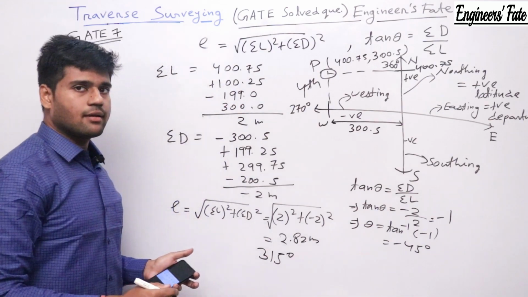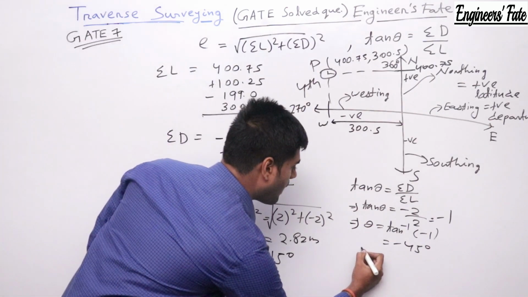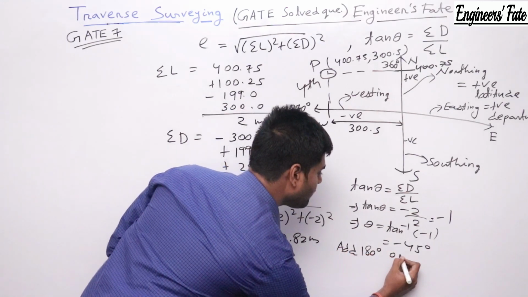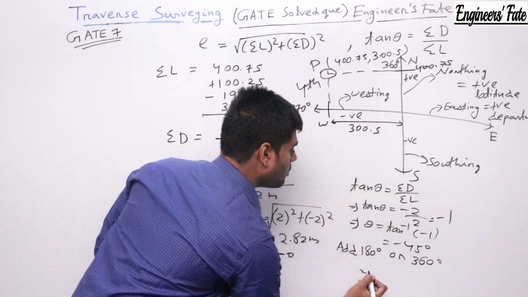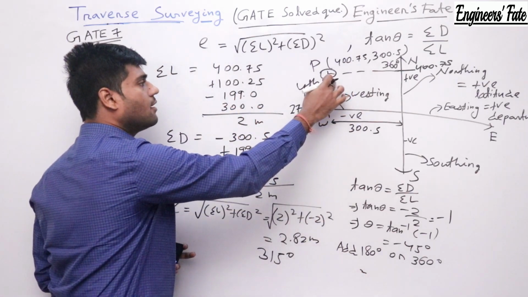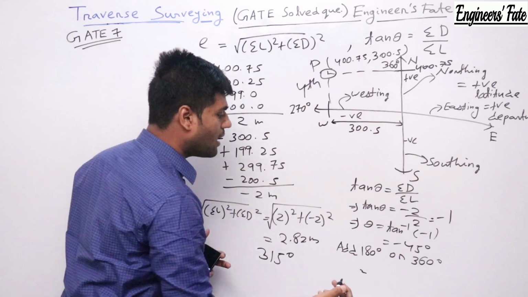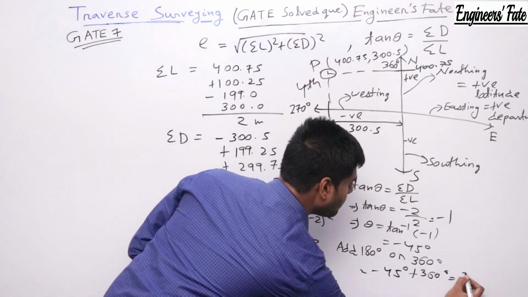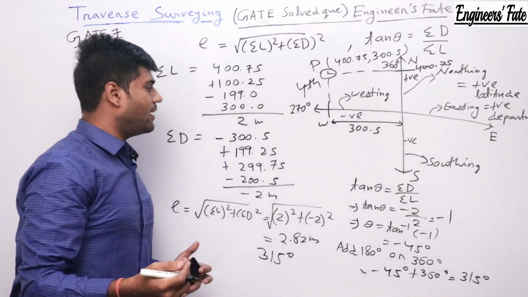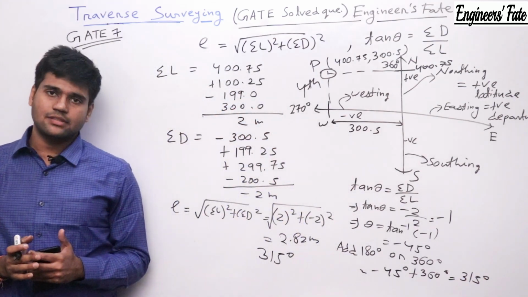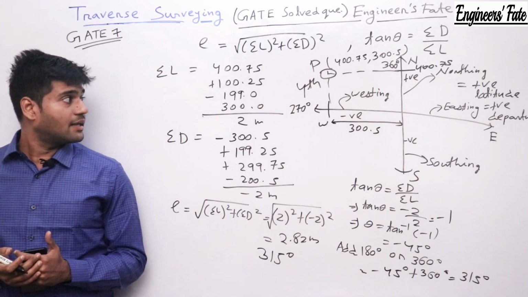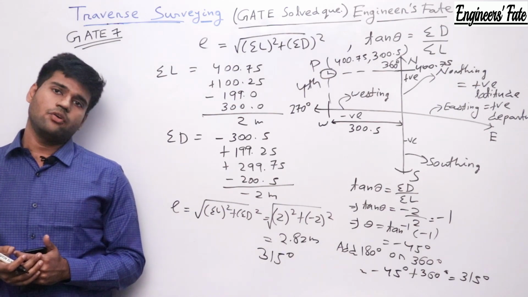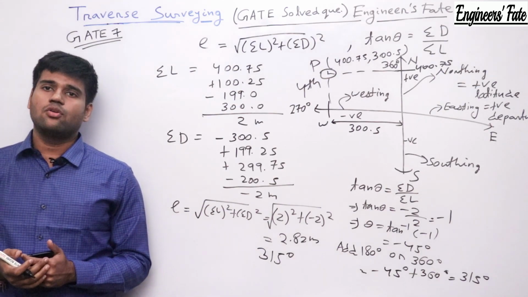As I have told you earlier, there are two values, so you have to add 180 degree or 360 degree. Our point lies in the fourth quadrant, so I will add minus 45 degree plus 360 degree to get 315 degree. I hope you understand this. Please note it down. If you haven't understood, please play the video again and you will understand.